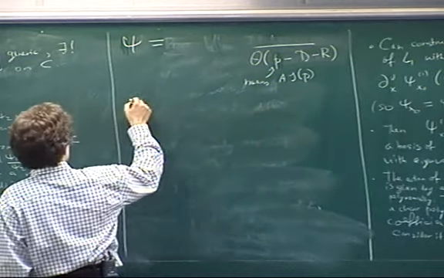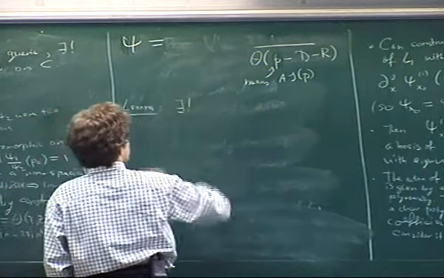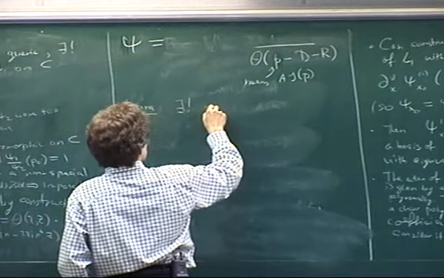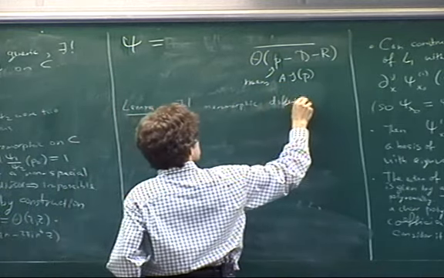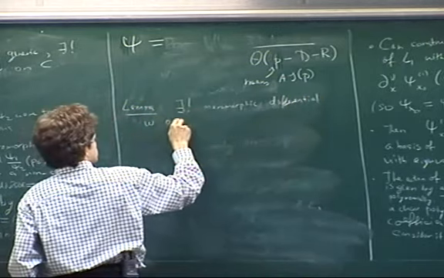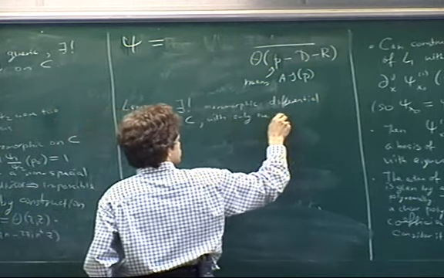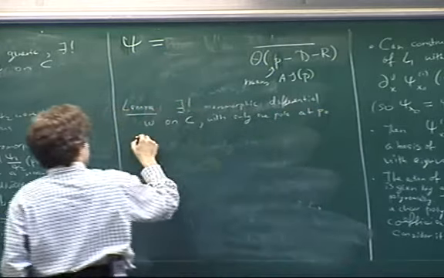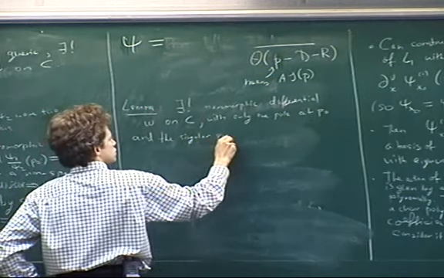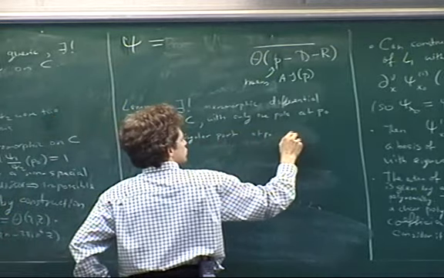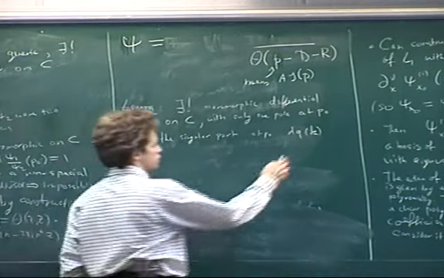Well, here is the following lemma. There exists a unique meromorphic differential omega on C with only one pole at P node, and the singular part at P node being dq of k. D means differential with respect to k.